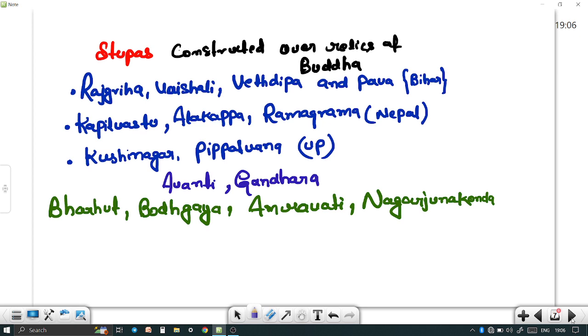Now we will talk about the stupas. Stupas are burial mounds, a conventional representation of a funeral mound in which relics and ashes of the dead are kept. Though pre-Buddhist, stupas were popularized by the Buddhists. Patrons ranged from lay devotees to Gahapatis and the kings.